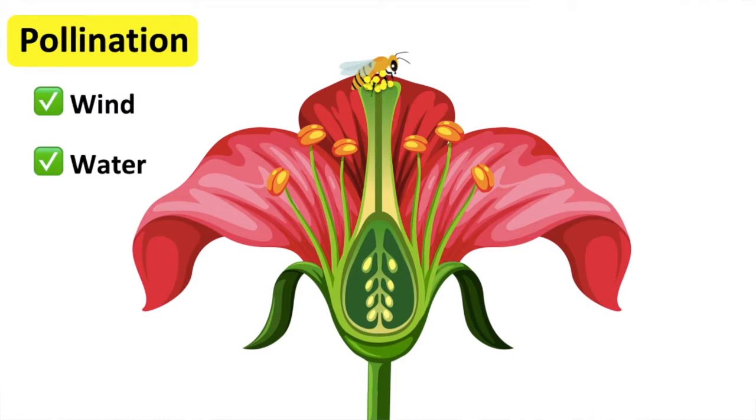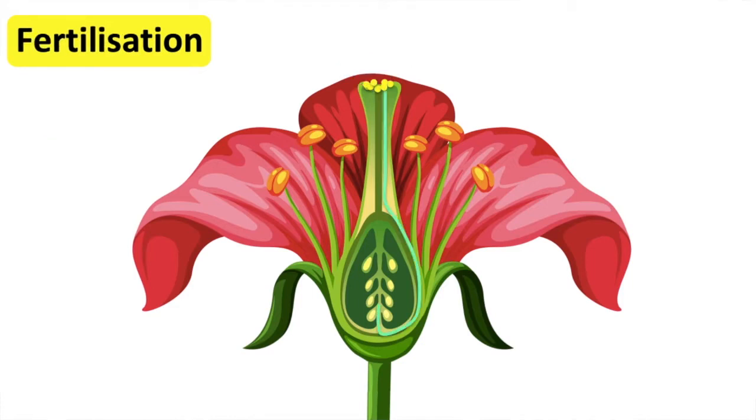Plant fertilization is the process in which the male and female gametes are fused together in order to produce a fertilized egg. So the pollen that's transferred to another flower's stigma initiates the process of fertilization.